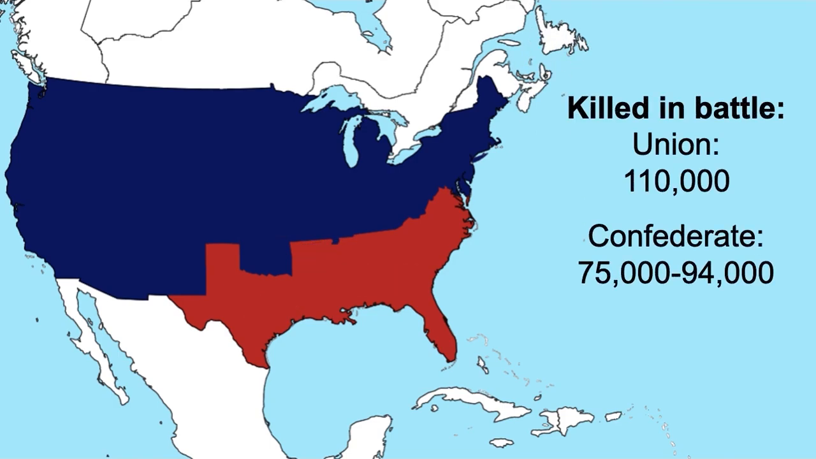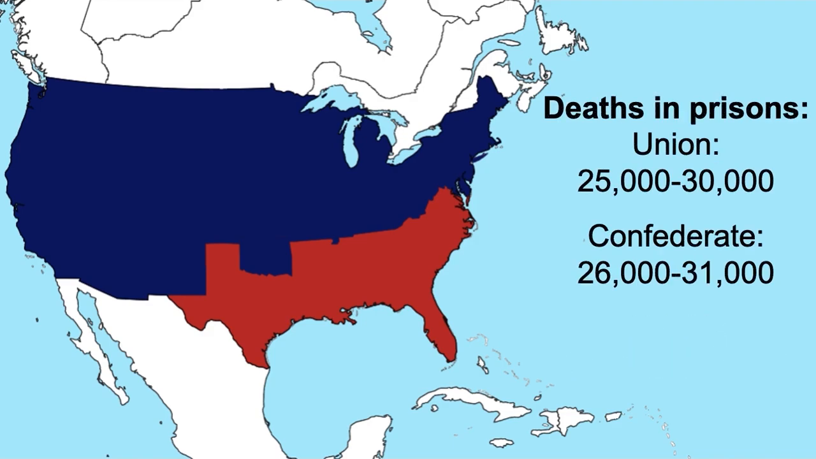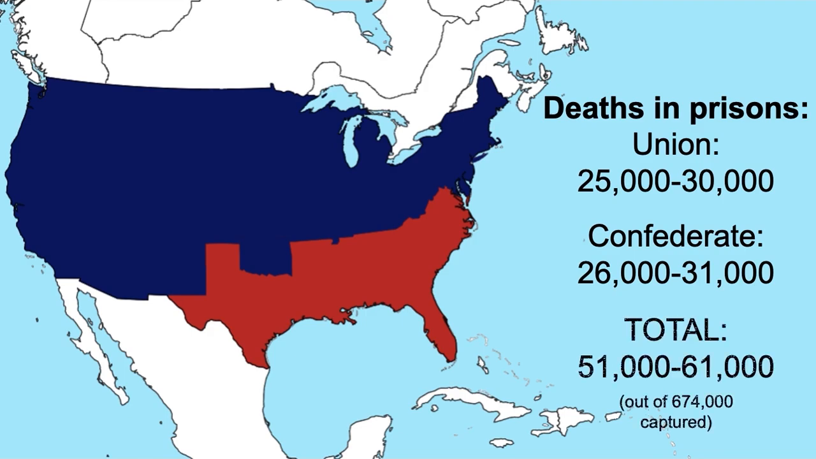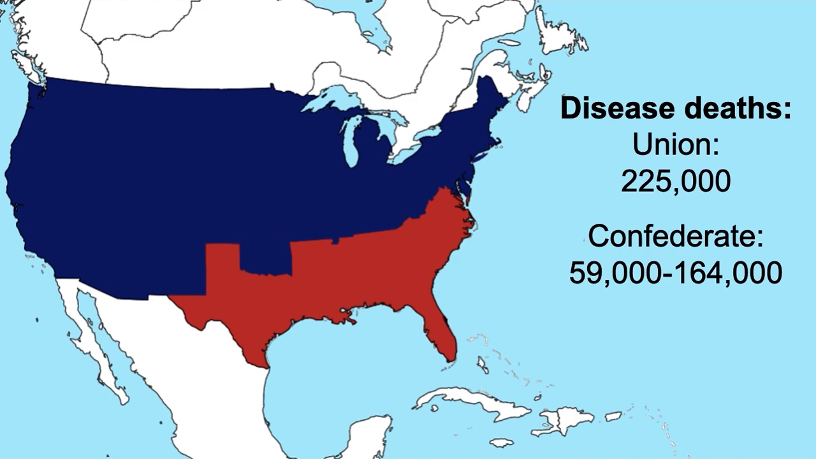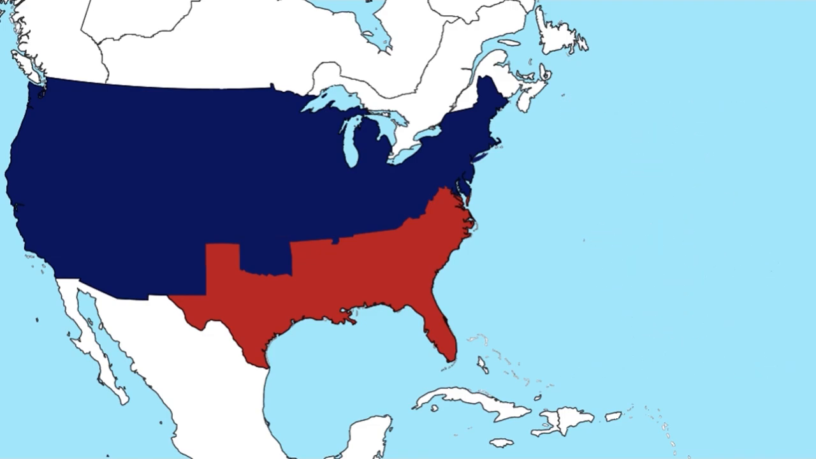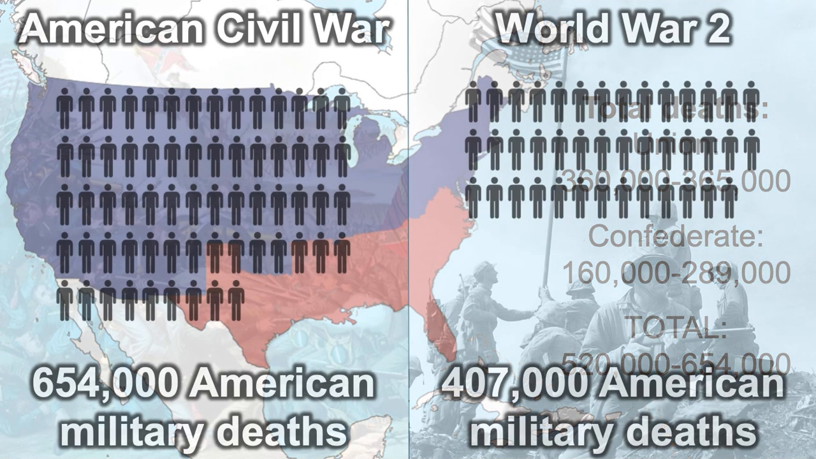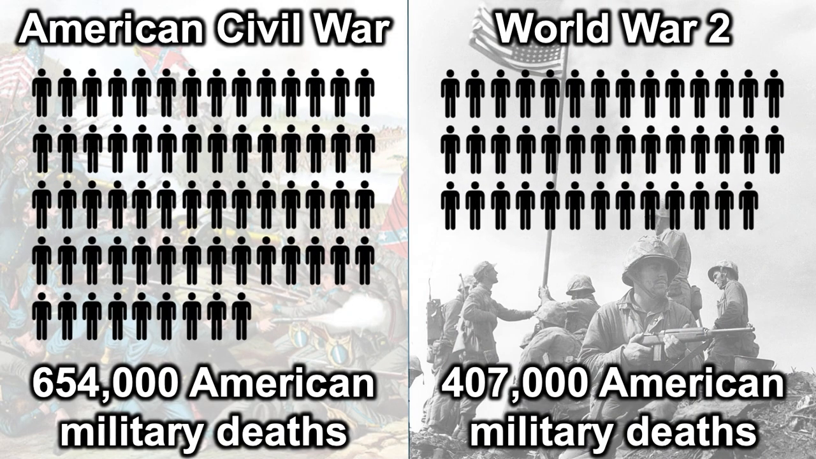The total number killed on both sides was between 185,000 and 204,000. The total number of soldiers who died in prison on both sides was between 51,000 and 61,000. The number of military deaths on both sides due to disease and other causes was between 284,000 and 389,000. In total, there were between 520,000 and 654,000 military deaths in the American Civil War. More American soldiers died in this war than even in World War II, where 400,000 Americans died.